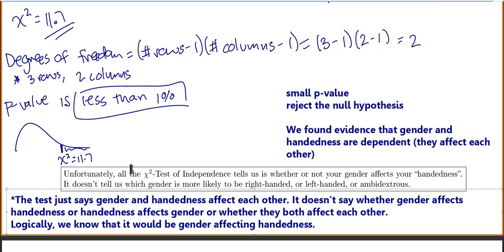Also, this is my little note here, unfortunately all the chi-square test of independence tells us is whether or not your gender affects your handedness. It doesn't tell us which gender is more likely to be right-handed or left-handed or ambidextrous.